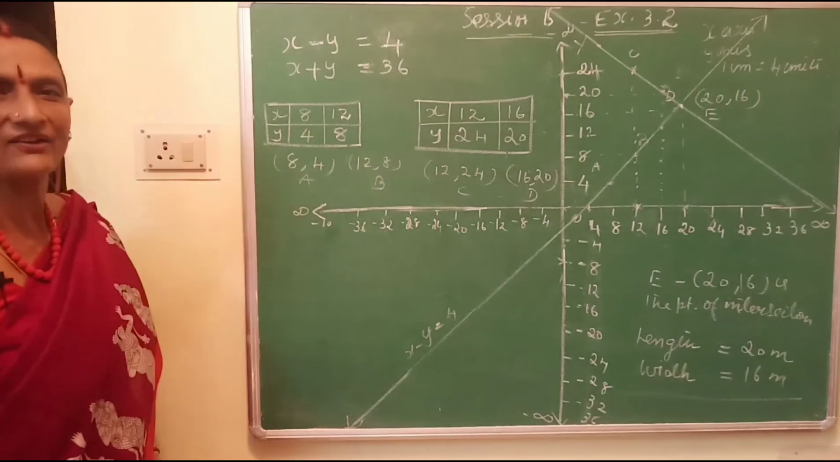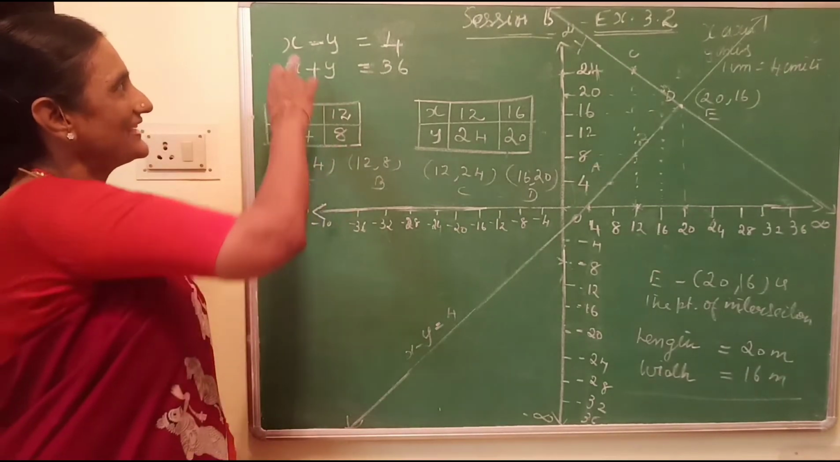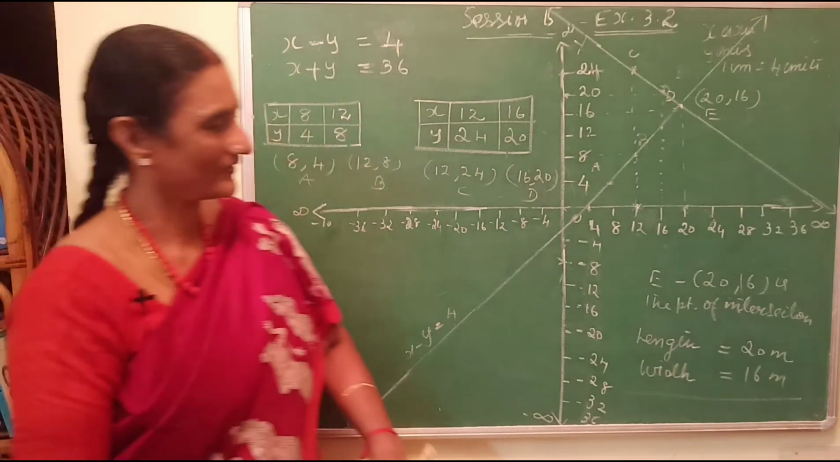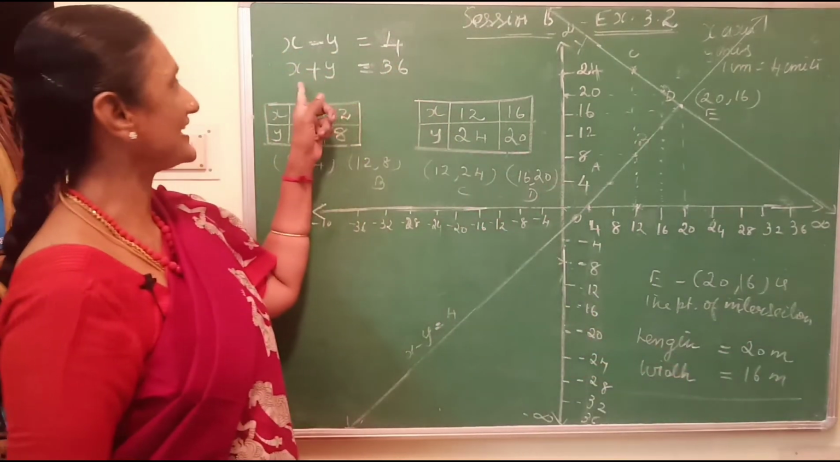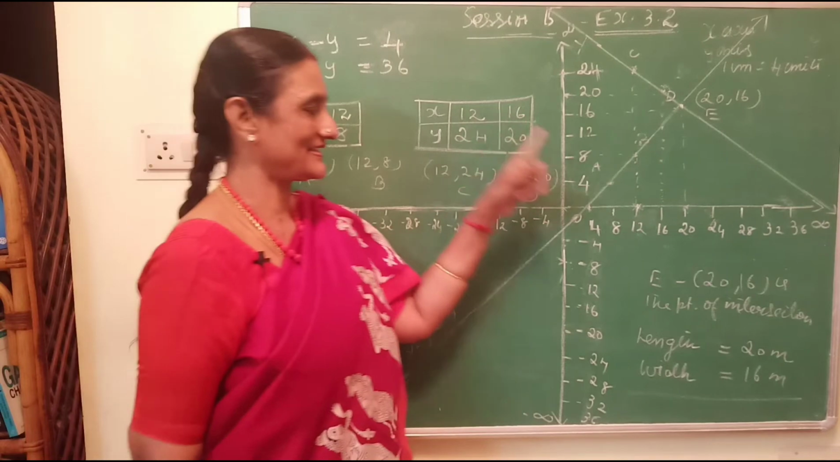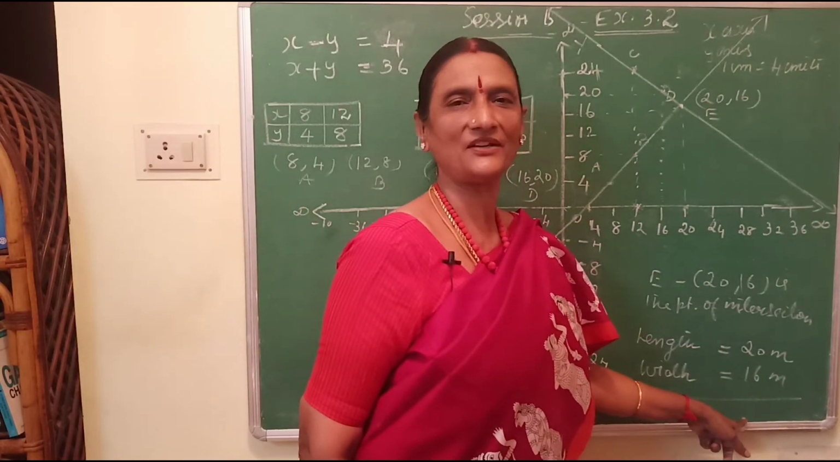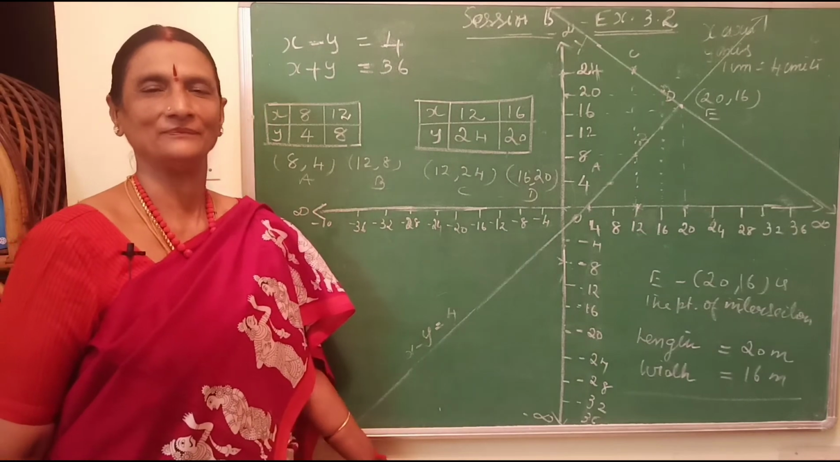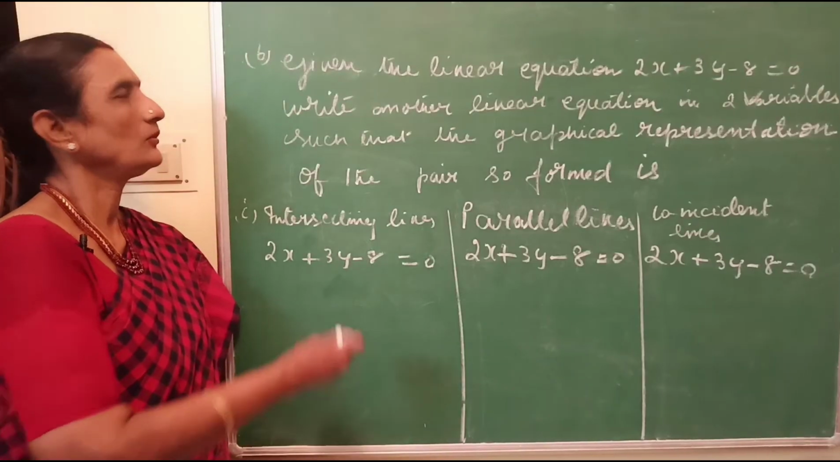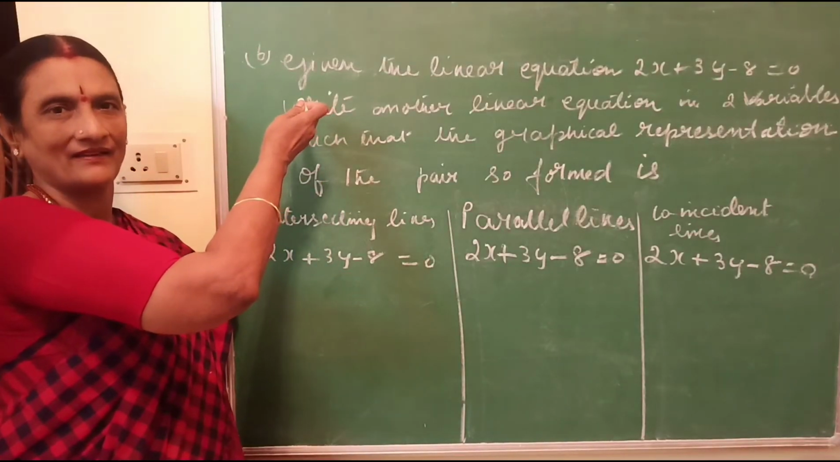Now, how to check your answer is right? x minus y is equal to 4. 20 minus 16 gives you 4. And x plus y is equal to 36. So 20 plus 16 gives you 36. Obviously, you got the correct solution. We'll move to the next sum, children.